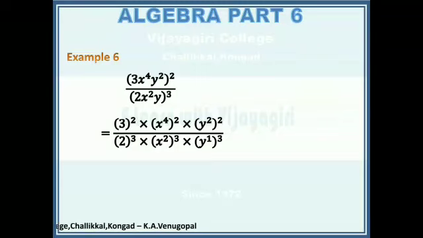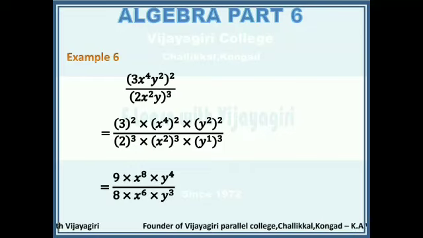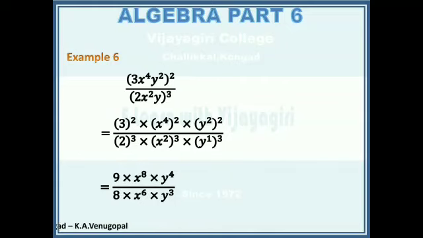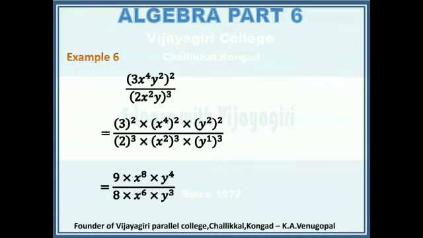Now 3 to the power 2 will be 9. x to the power 4 whole to the power 2 can be written as x to the power 8. y square whole square can be written as y to the power 4, by 2 cube is 8. x square whole cube can be written as x to the power 6. And y to the power 1 whole to the power 3 can be written as y cube.